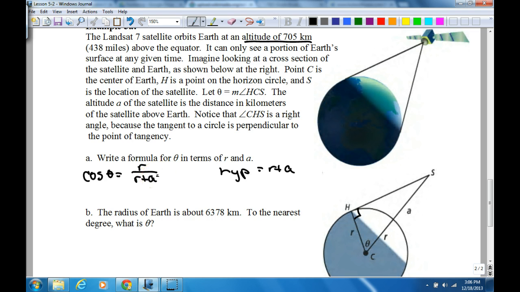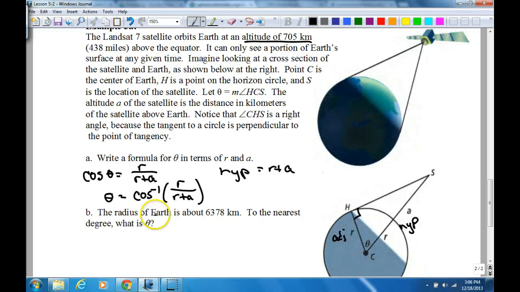Okay? Because we know that we're using adjacent over hypotenuse. Those are the two variables that we know. We don't know anything about this side. So that's why we're using this. Now, if I want to solve for theta by itself, what I want to do is take theta equal to cosine to the negative 1 power of R over R plus A. Okay, so that is going to be our formula.